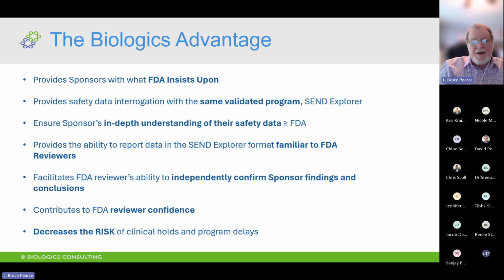Provide the ability to report data in the SEND format, familiar to FDA reviewers.